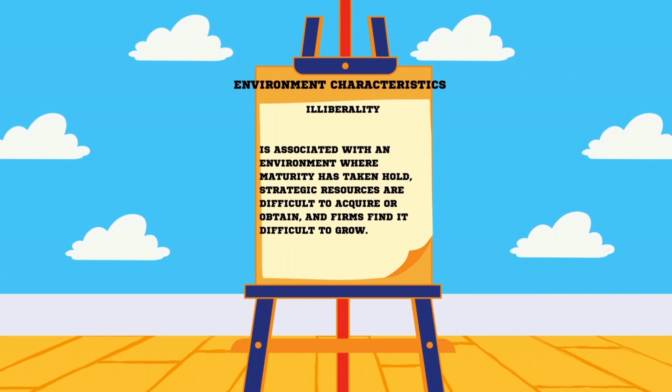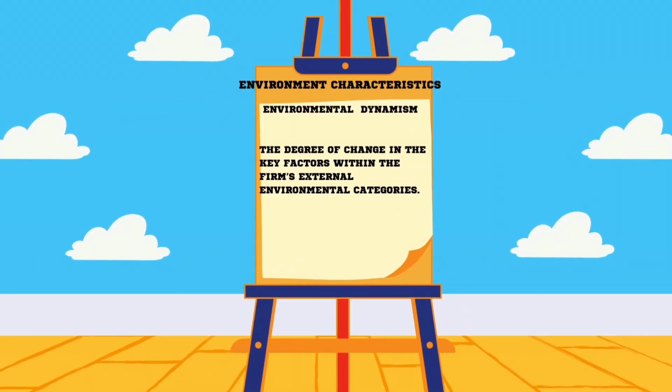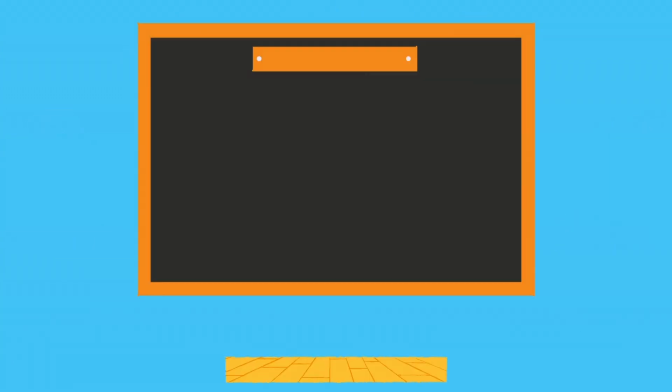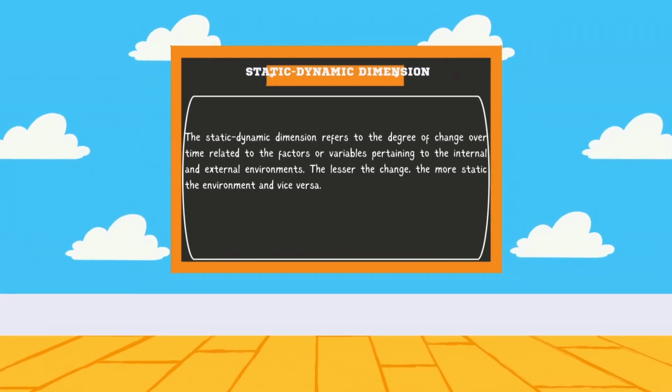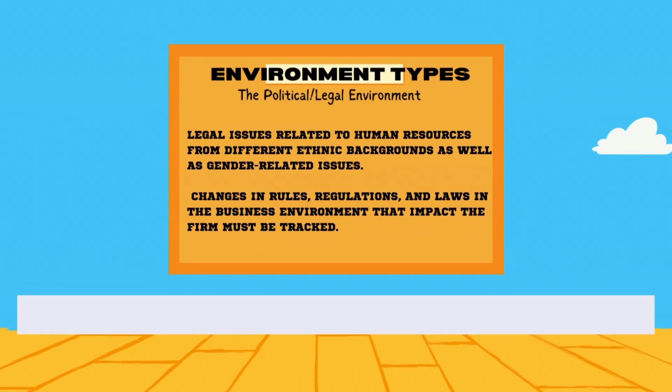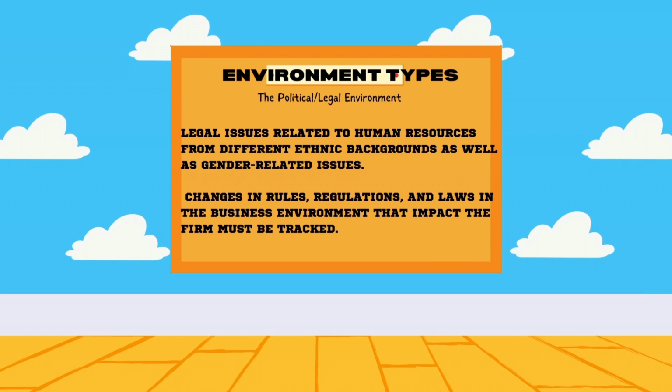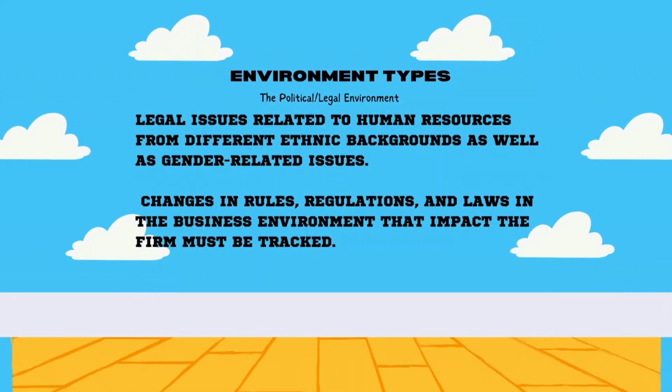A difficult environment to start a business in has the characteristic of illiberality. The market is already mature and saturated, and supplies are also difficult to attain, so there is uncertainty in maintaining consistent and adequate supply. There is no longer market growth. It is necessary to understand the complexity in the environment dimension to be able to respond appropriately. A static environment is easier to forecast, rather than a dynamic one where there are many changes in factors and variables pertaining to the internal and external environments.